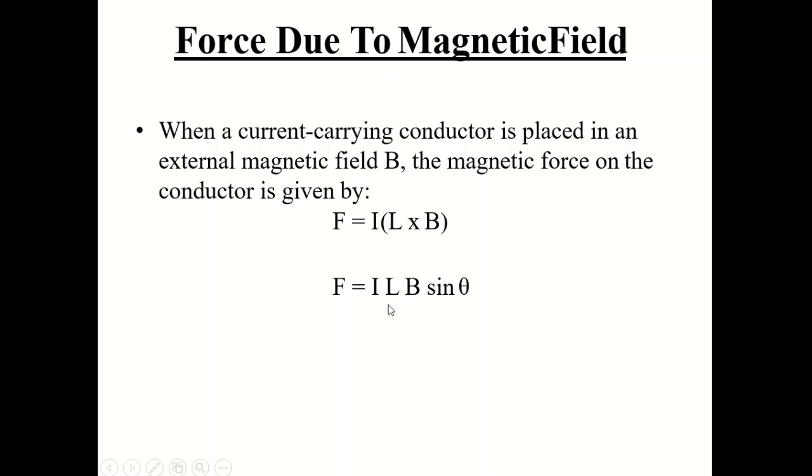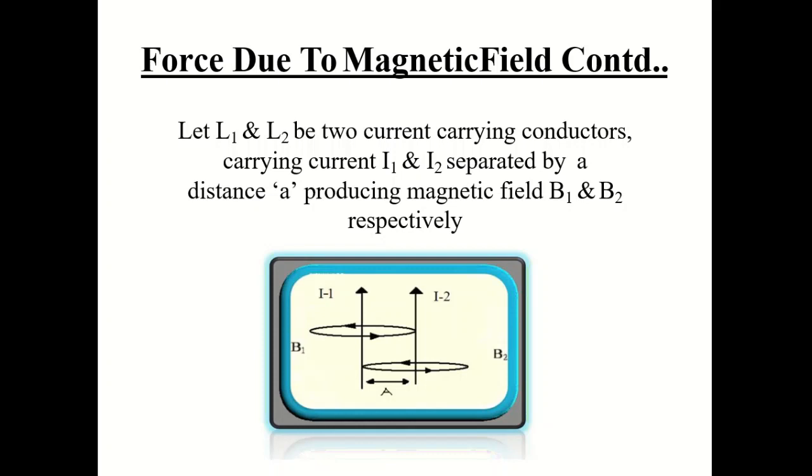This is the formula. Now we know the formula of the force due to a current carrying conductor. So there are two wires. This is the first wire, this is the second wire.